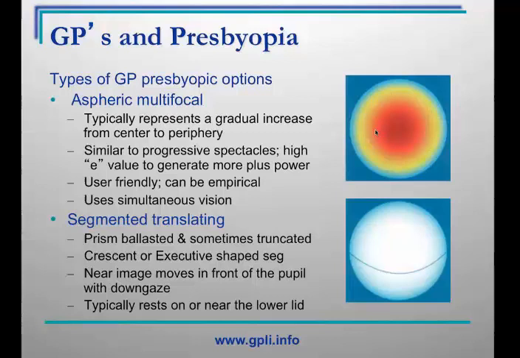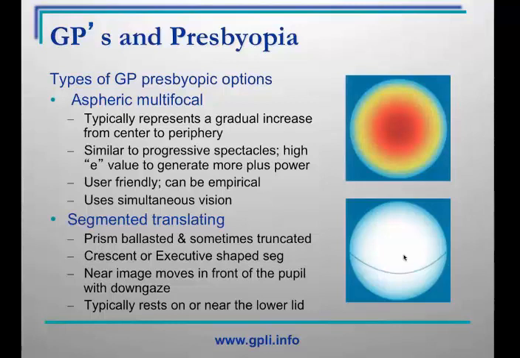And then there are segmented translating designs, and you see a bifocal here on the right, but many of the designs today are in trifocal form. These are prism ballasted and occasionally truncated. They oftentimes have, as you see here, a crescent, or they can have an executive shaped seg. With these designs, when the patient looks down, the near image right here will move up in front of the pupil. So this design typically rests on or near the lower lid.